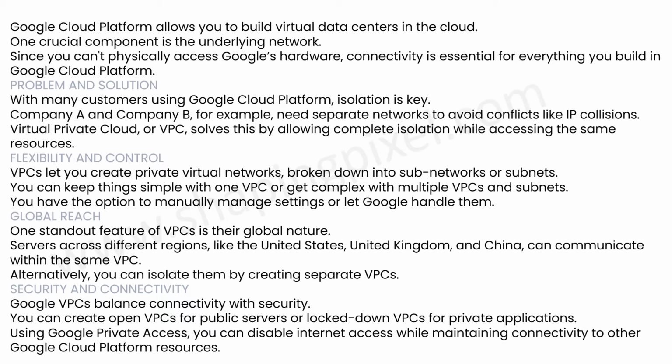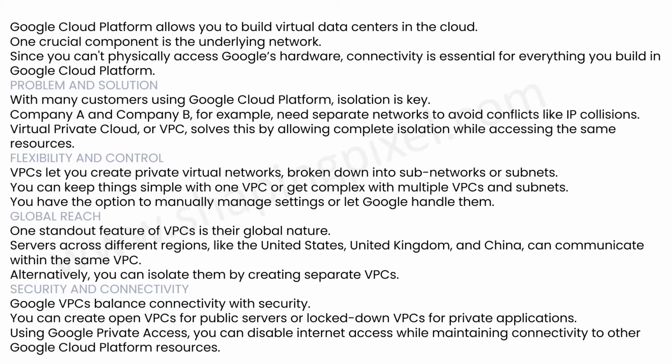Google Cloud Platform allows you to build virtual data centers in the cloud. One crucial component is the underlying network. Since you can't physically access Google's hardware, connectivity is essential for everything you build in Google Cloud Platform. With many customers using Google Cloud Platform, isolation is key. Company A and Company B, for example, need separate networks to avoid conflicts like IP collisions. Virtual Private Cloud solves this by allowing complete isolation while accessing the same resources.